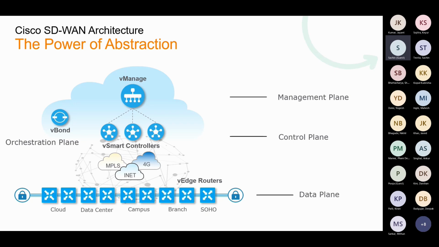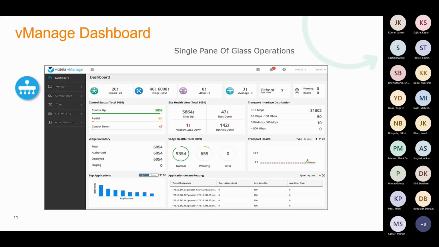Whatever we configure on the vManage, the vManage will push to vSmart, and vSmart then changes it to the actual configuration. Whatever policy you configure on the vManage will be pushed from the vSmart to the edges. So these three planes work like this. This is the dashboard, how it looks.